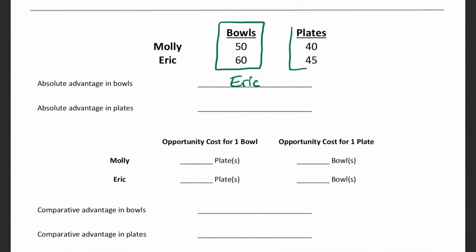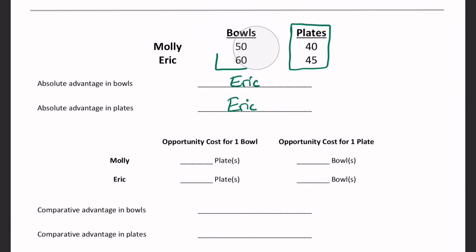What about plates? Who can produce more plates if they only focused on plates? Well, again, 45 is greater than 40. It is Eric. Now, I made note of this in your video, but one thing I want you to see is that it is possible for someone to have the absolute advantage in both things. We saw that with the car washing example, and we're seeing this here. That is possible. However, it is not possible when it comes to comparative advantage, and we'll see that again here in a second. So let's work from there.